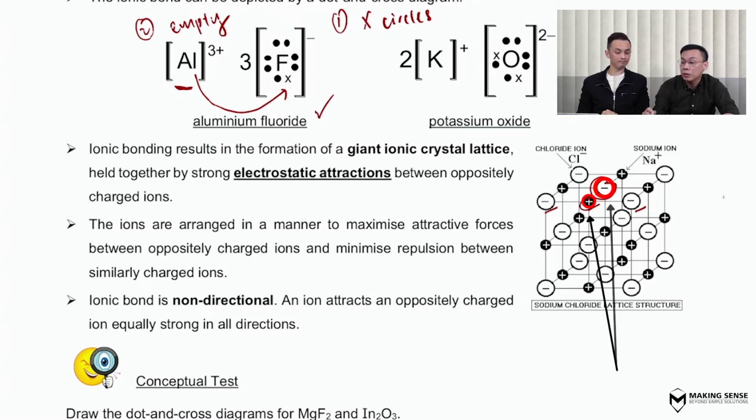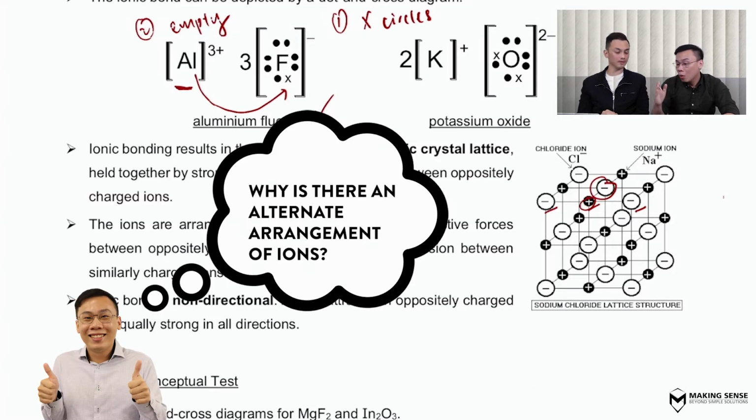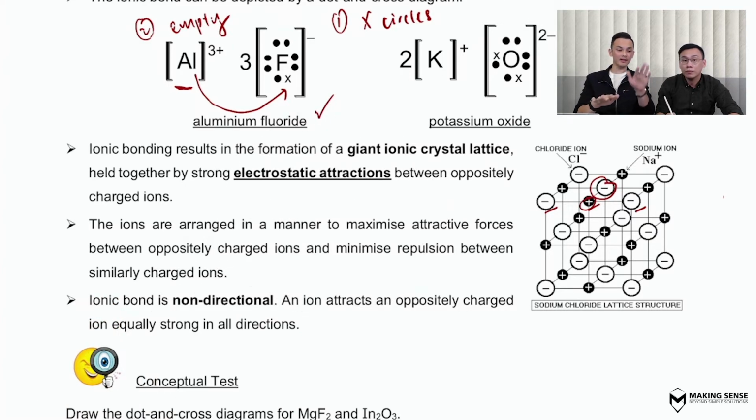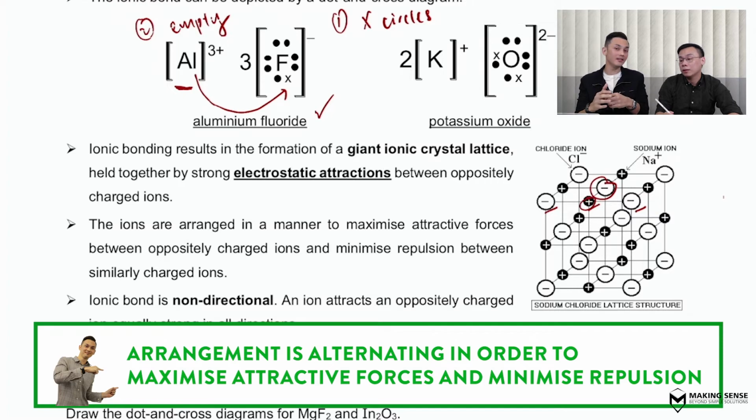So William, let me ask you a question. Why must they adopt this alternate arrangement of ions? Well, they are alternating because you have plus, minus, plus, minus. This will allow them to maximize attractive forces. Otherwise, they are just going to repel, right? And then they're going to break up away from the ionic bonding.